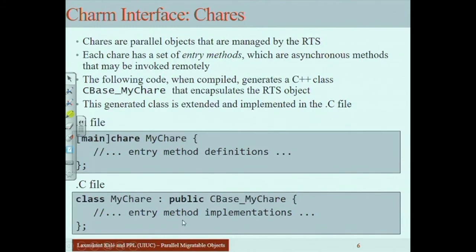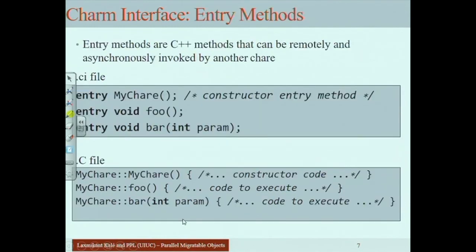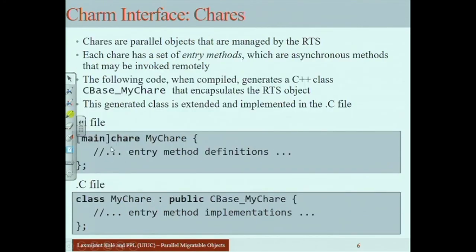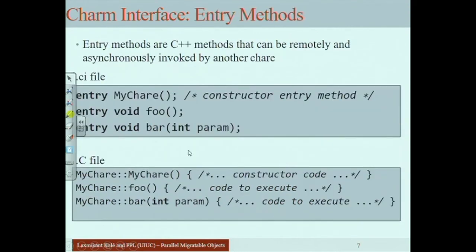All right. Next is the concept of entry methods. An entry method is again a C++ method, just regular C++, but it can be invoked remotely and asynchronously by another chare. So in the .ci file, inside this place where we said entry method definitions, you can put definitions that look like this. Entry MyChare, that is of course the constructor of the chare class MyChare. Entry void foo, entry void bar. Notice that of course the constructor has no return value. All the others have void return values.